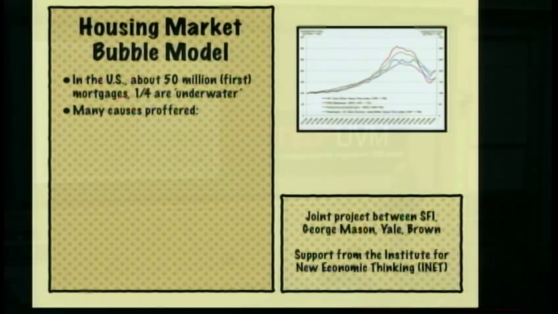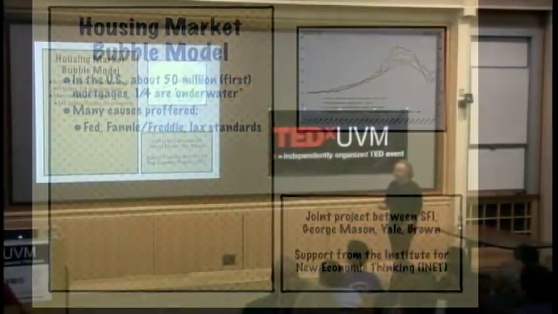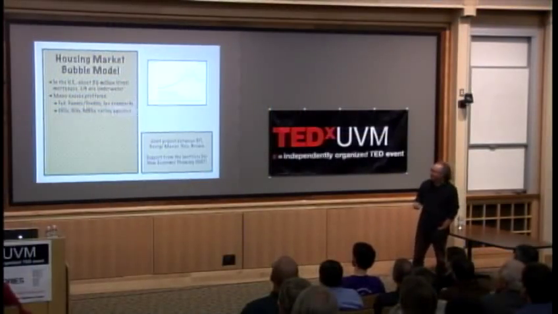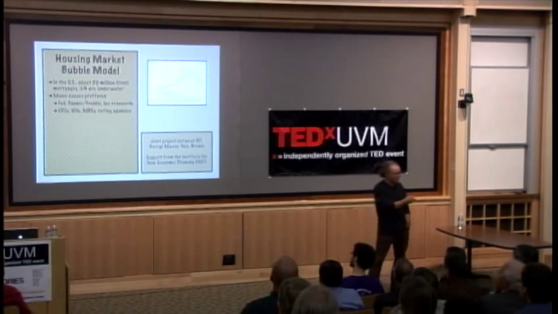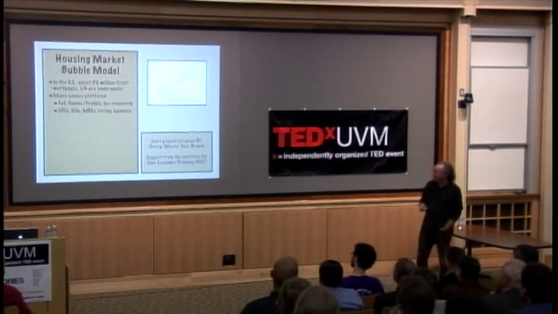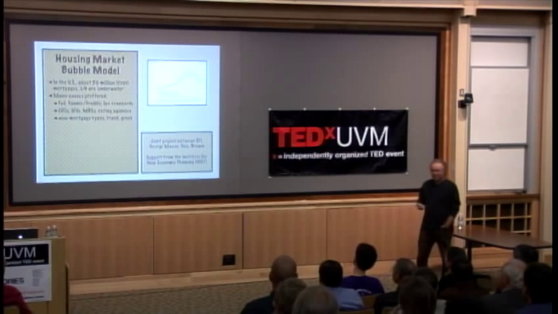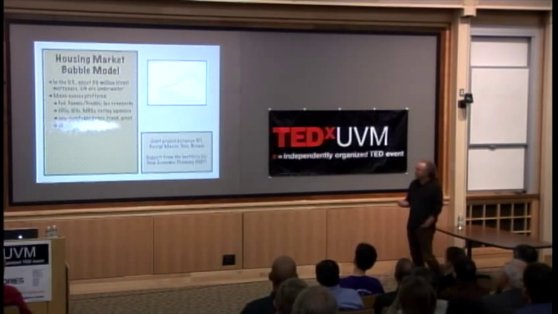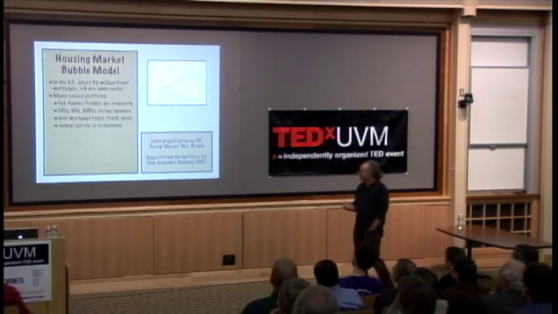There are many causes for the housing bubble that have been offered. You've heard of all these things. It was the Fed's fault, right? Fannie and Freddie did it. Maybe it was all these complex derivatives that Peter alluded to earlier that mattered, the CDOs, the CIVs, and the mortgage-backed securities. It could also be that there are new kinds of mortgages. Maybe that was it, interest-only mortgages and all this other stuff, right? Maybe it was just the animal spirits, and there's a book about that, right?